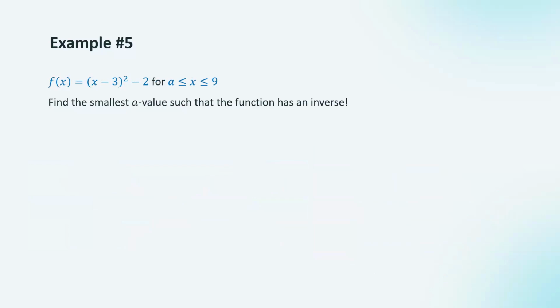Okay, now let's try our last example. In this case, we also have a quadratic function, but the domain is still not clear, from a to 9. And we need to find the smallest a value such that the function has an inverse. Okay, let's try to remember. A function only has an inverse if it is a one-to-one function.